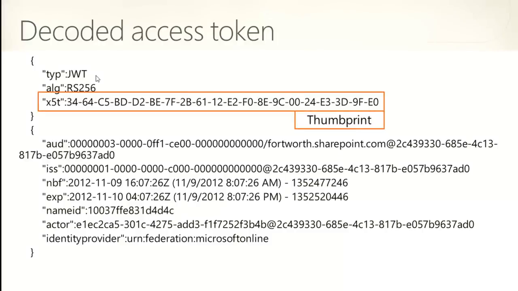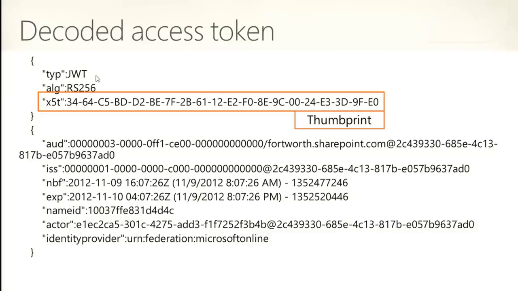The first is it's going to look at the thumbprint of this access token. And that thumbprint is the thumbprint of the certificate that signed it. So whoever signed this thing used the certificate with a thumbprint that was 34-64-C5. And SharePoint is going to use that to look up, do I trust anybody who has that thumbprint?